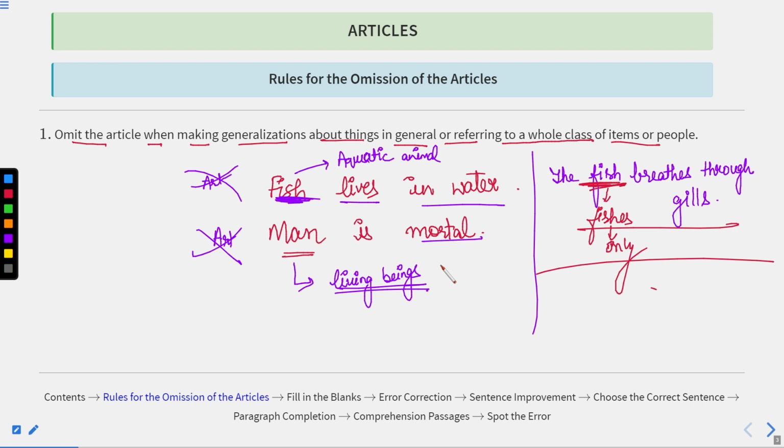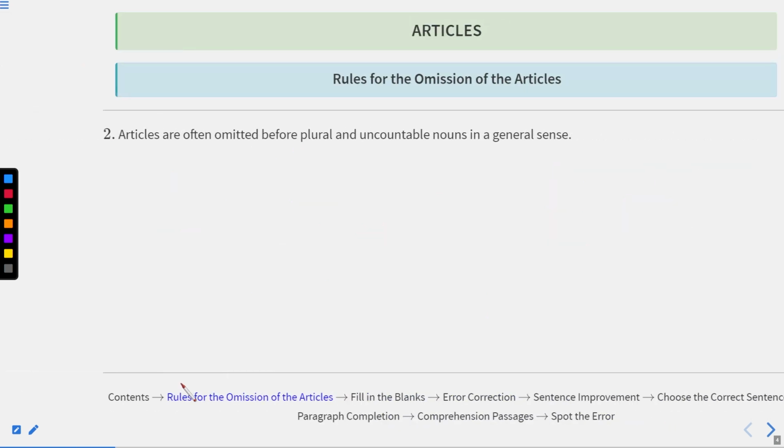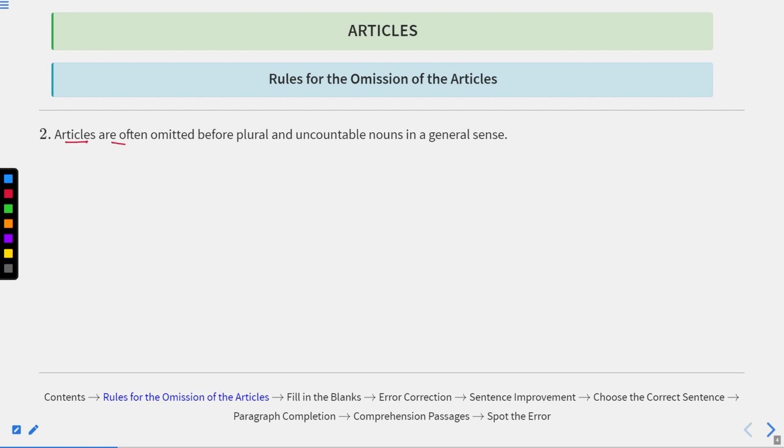Okay, now let us move to the next rule. Articles are often omitted before plural and uncountable nouns in a general sense. Okay, it means omitted before plural nouns. If there are plural nouns, basically we should not use articles unless they are specified. Okay, or unless they are made particular. Or if the nouns are uncountable nouns, if they are not particular, we should not use articles before them.